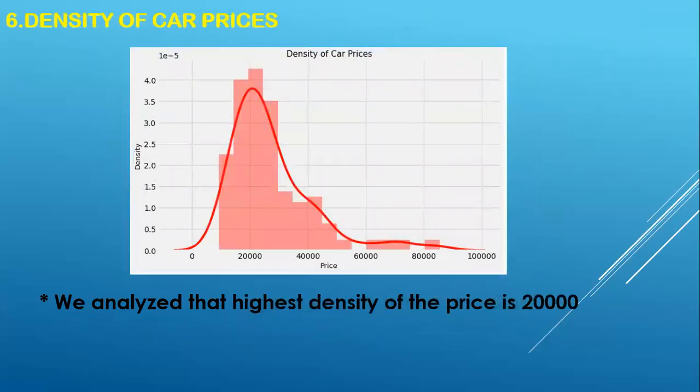Let me see density of car prices. Here we analyze that the highest density of the price is at 20,000. Here we can observe that in the place of 20,000, the highest density is for more than 4.0.